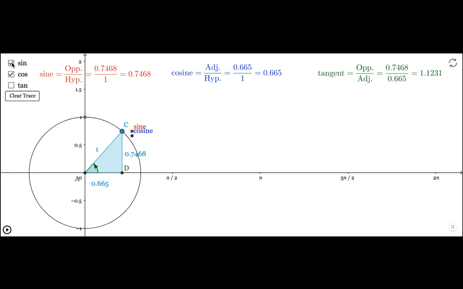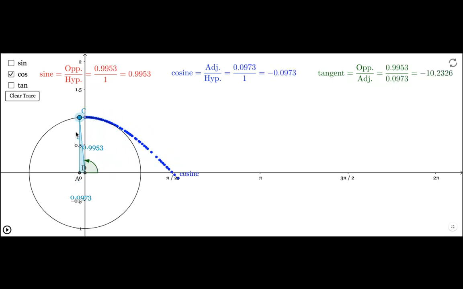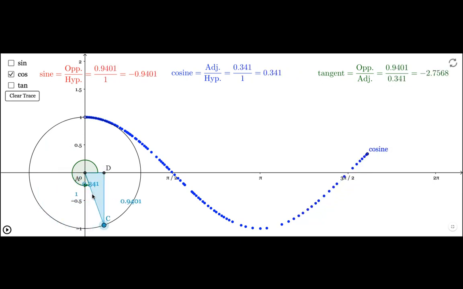I guess I can do them all. I'm going to do just cosine first though. So I want to start it here. So it starts at the top, and then it comes down. And then it goes around, all the way back to the top. Right, that's one full rotation.